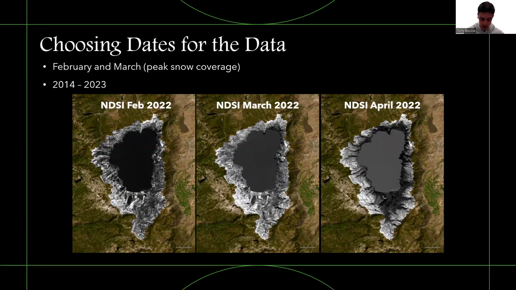Now, location is one part of the equation, but the other part is time. So choosing the dates for the data was a very important part, especially with something like snow coverage because it changes throughout the year. So I decided to focus on February and March to gather my data from, because that's typically when there's peak snow coverage. Although, as you can see with these three maps, April is also a good month to use for something like this. But I kept it down to 2 months because for this data I used it over 10 years, and 10 years is a lot. That would be a lot of data to use, so I wanted to limit it by keeping it to only 2 months.